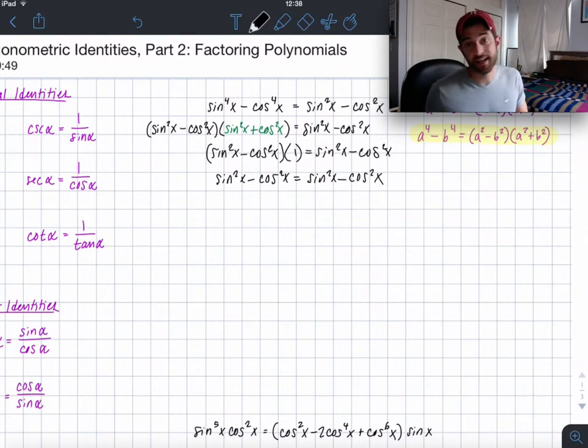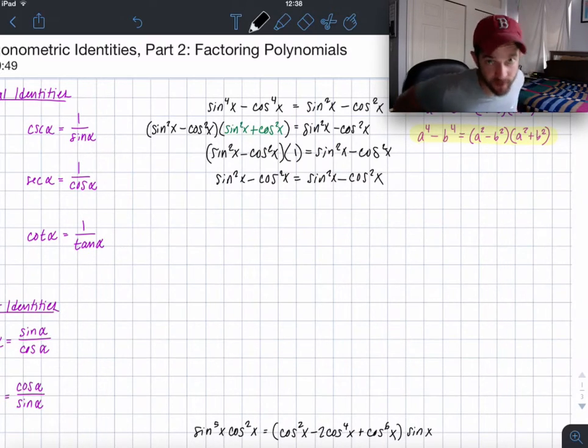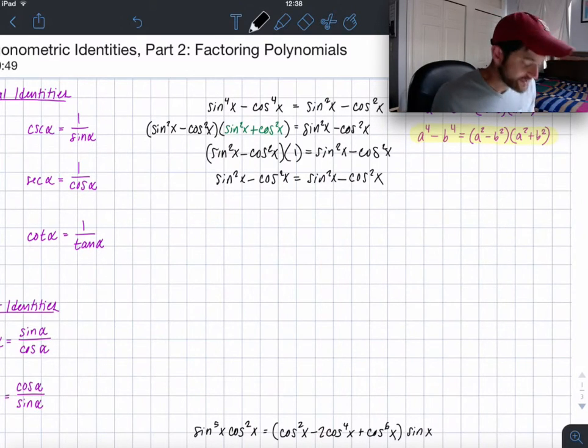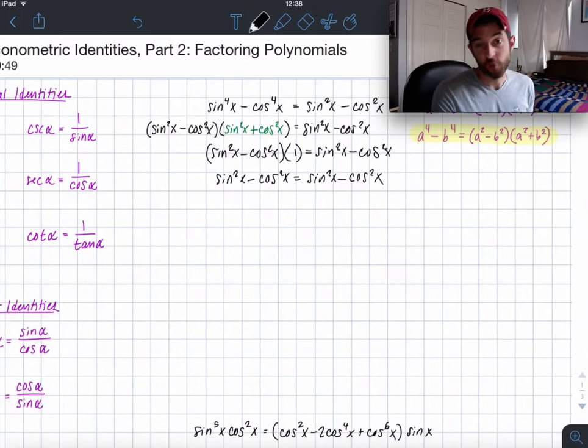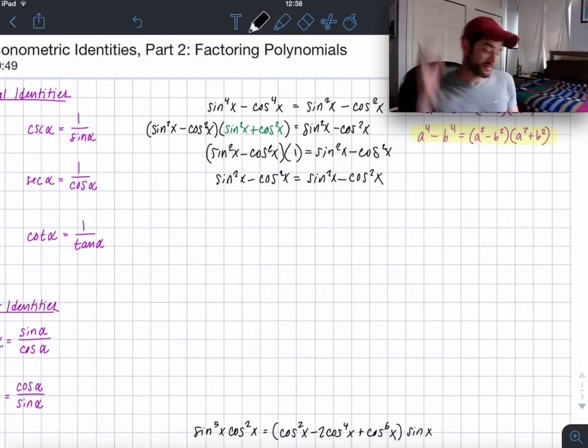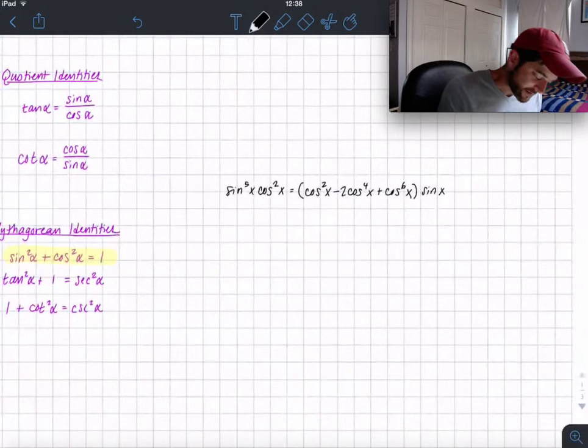So that's a case where if you see two things subtracted and they happen to be perfect squares, you know it's a difference of two squares and you can factor it like that. And I also think it's cool that a binomial in terms of fourths is the same as in terms of squares. That's really funny. It's funny to me anyway.